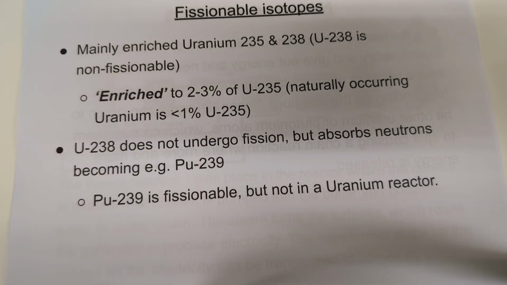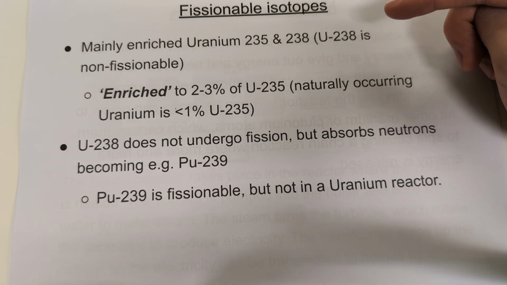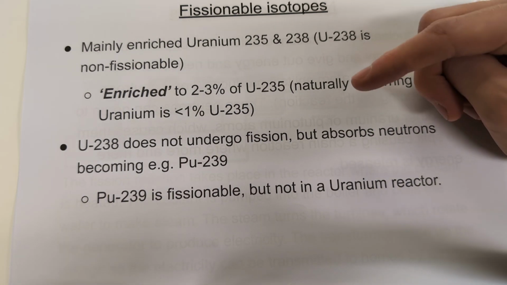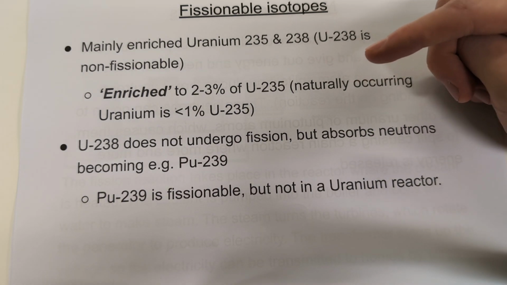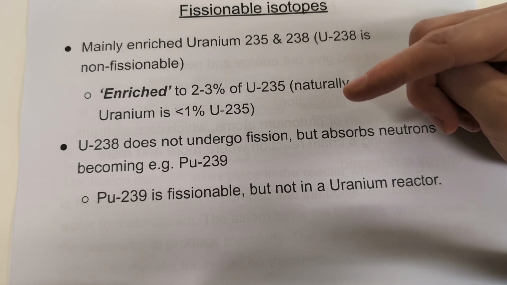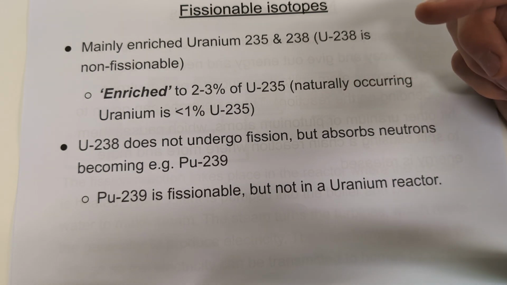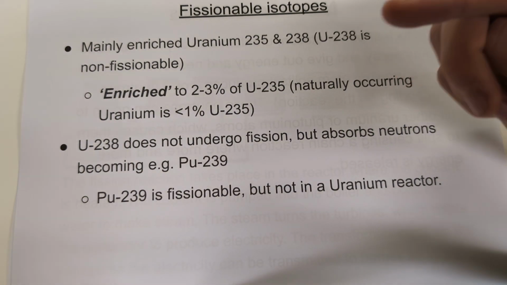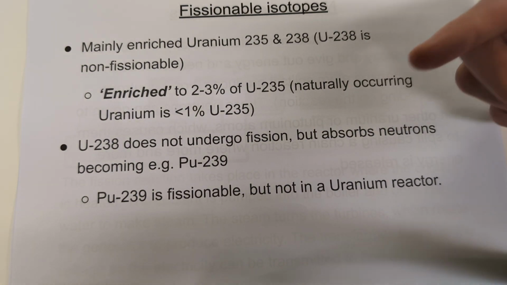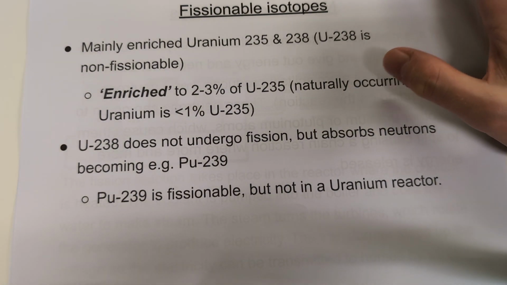So, what can undergo fission? Mainly enriched uranium-235 and 238, but uranium-238 is non-fissionable. Enriched means 2 to 3% of uranium-235, which is a lot considering naturally there's less than 1% of it. Uranium-238 doesn't undergo fission, but absorbs neutrons, becoming plutonium-239, and plutonium-239 is fissionable, but not in a uranium reactor.